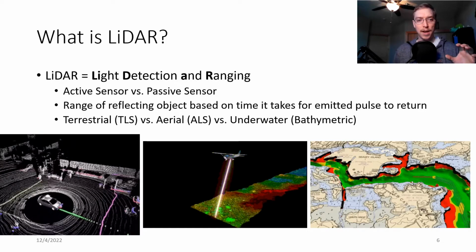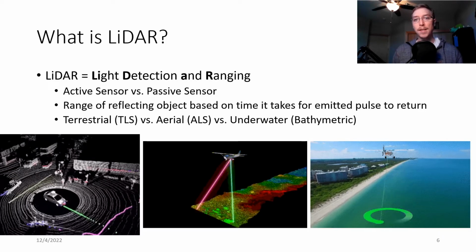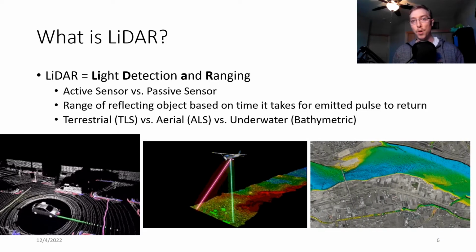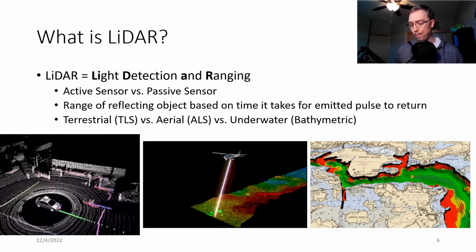So while terrestrial and aerial use kind of the near-infrared spectrum of light, in the underwater or bathymetric, we're actually using a green laser. So we'll get into that here in a little while.